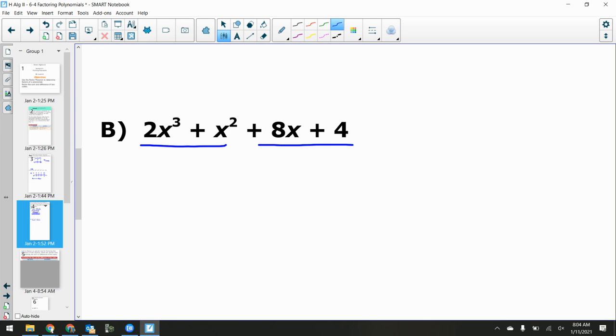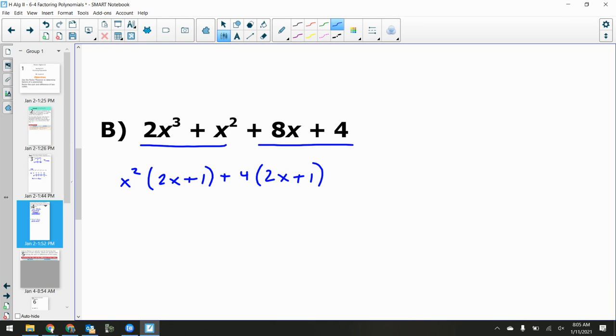Okay, I group the first two. I remove an x squared, leaving a 2x plus 1. I remove a 4, leaving a 2x plus 1. Now, it's just coincidental, well, I guess not so coincidental. I made this happen so that we see how to factor by grouping.